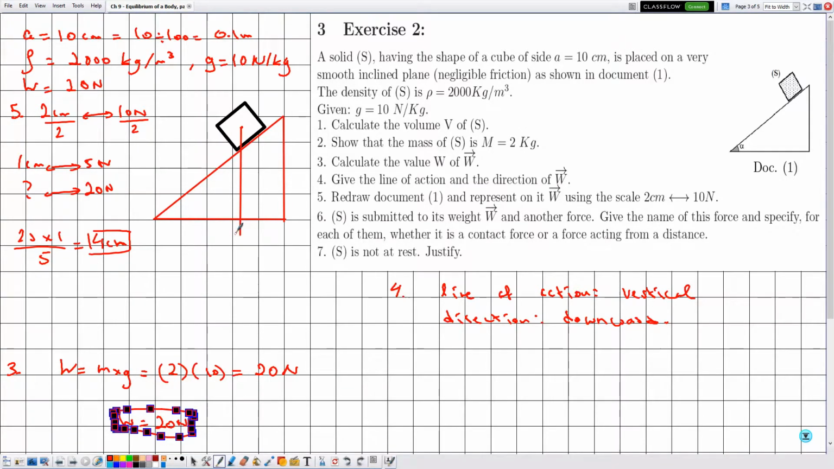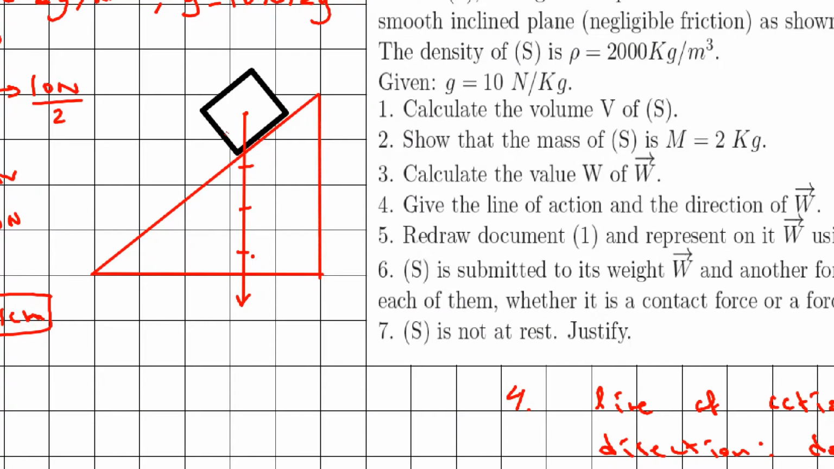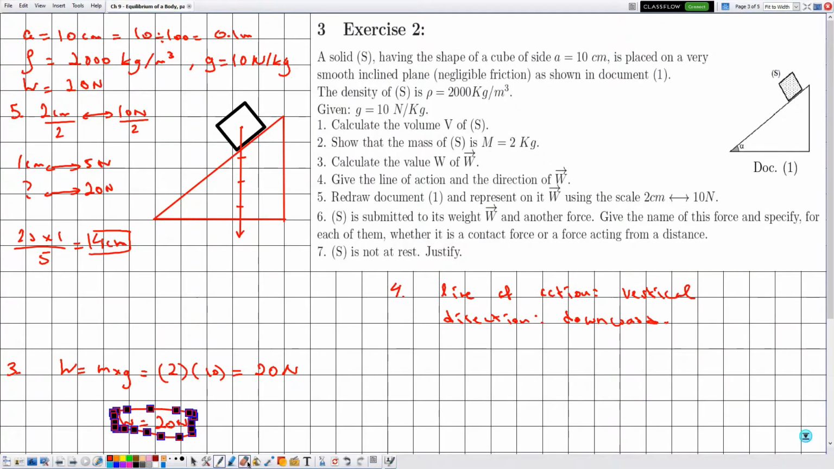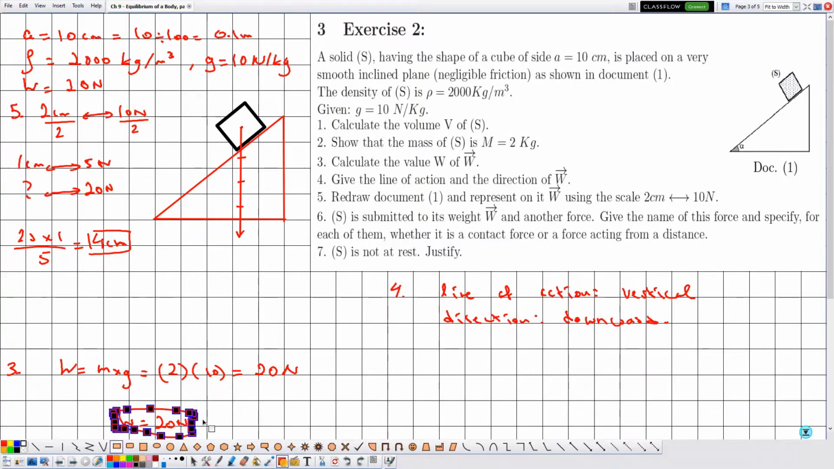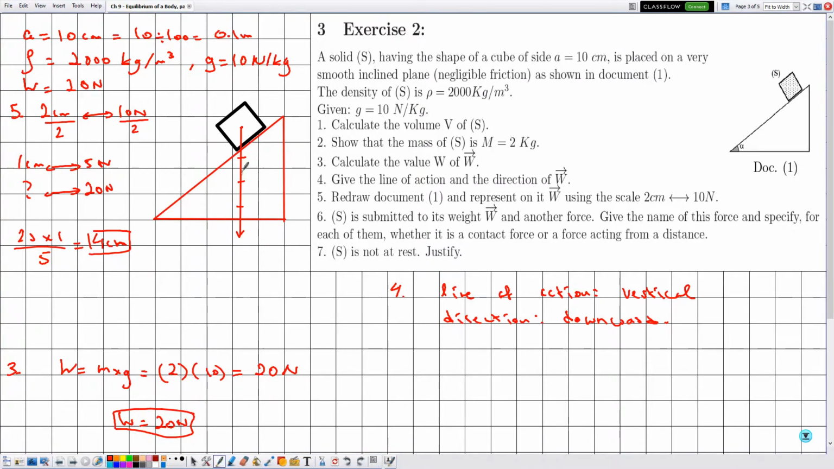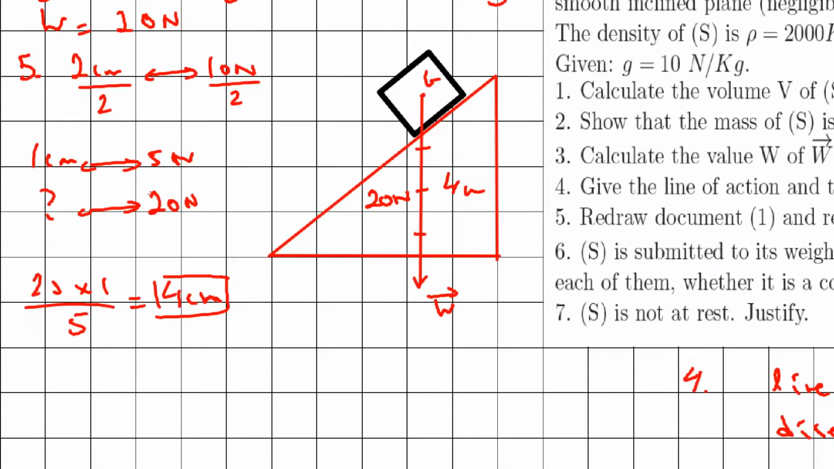Then this is almost 4 centimeters. So this one here, it's 1 centimeter, 2 centimeters, 3 centimeters, 4 centimeters. So this is the weight W. And this is the point G, and this is 4 centimeters, corresponding to 20 newtons according to this scale.